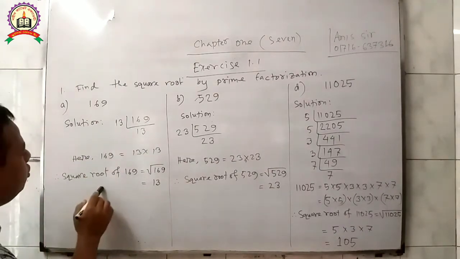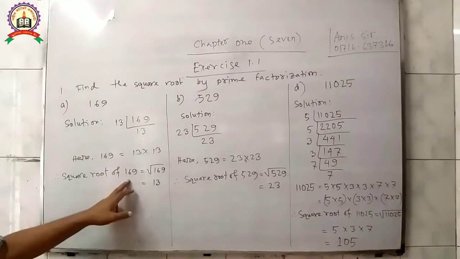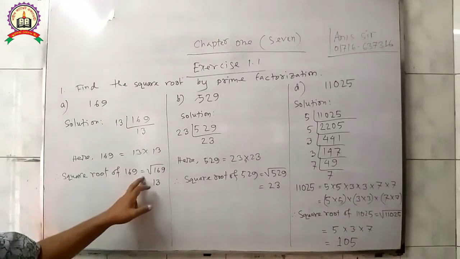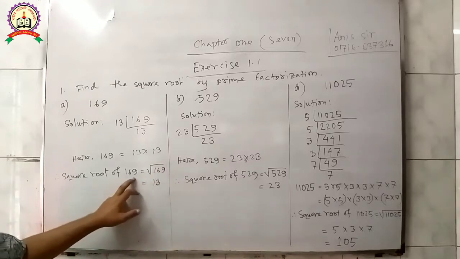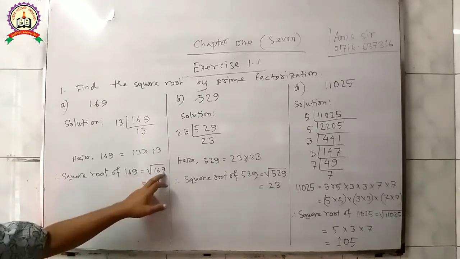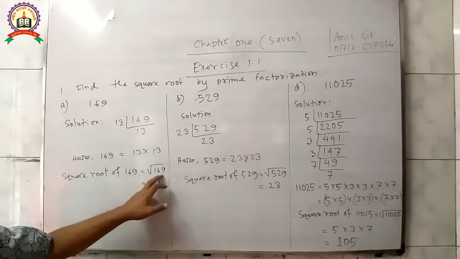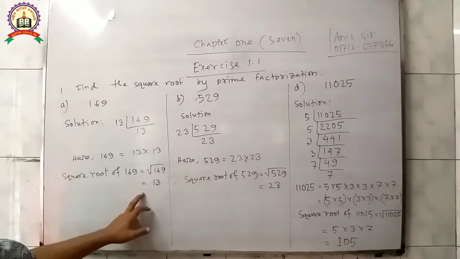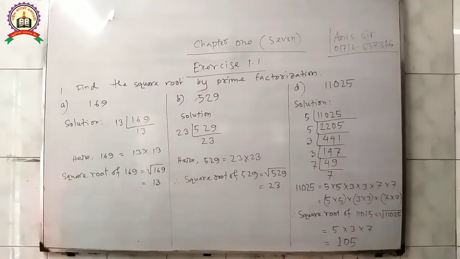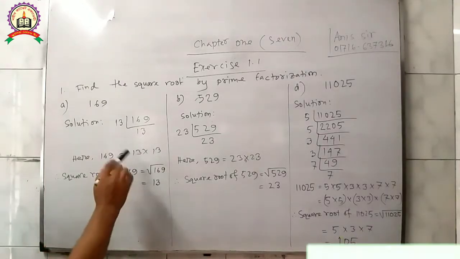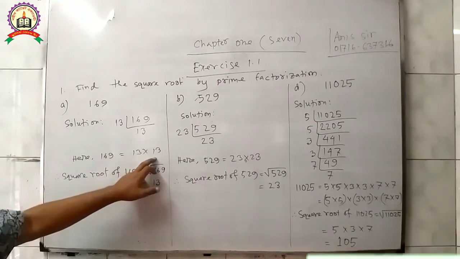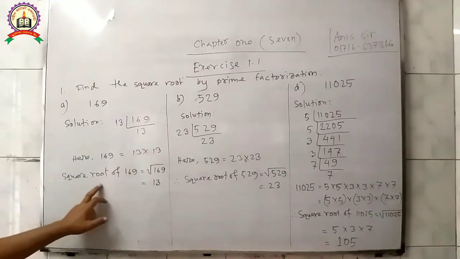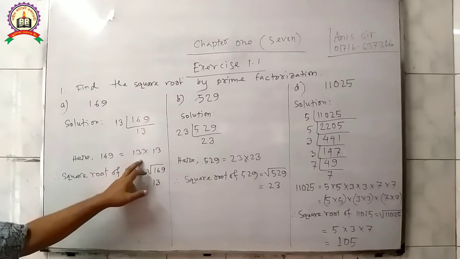So the square root of 169 is equal to root over 169. We can write the square root of 169 in this way. The square root of 169 is equal to 13, because from every pair, here only one pair. To find the square root we have to take one factor from every pair.